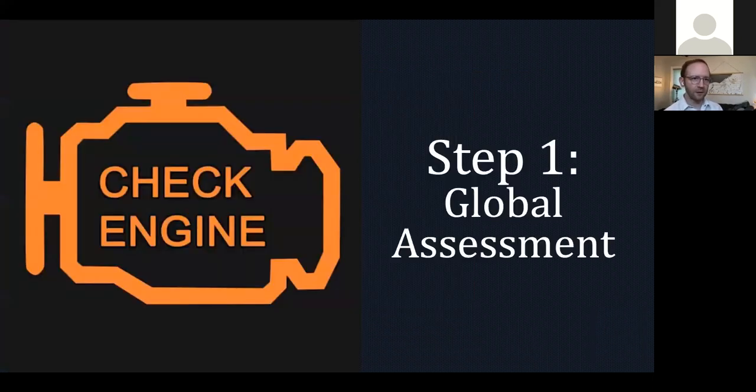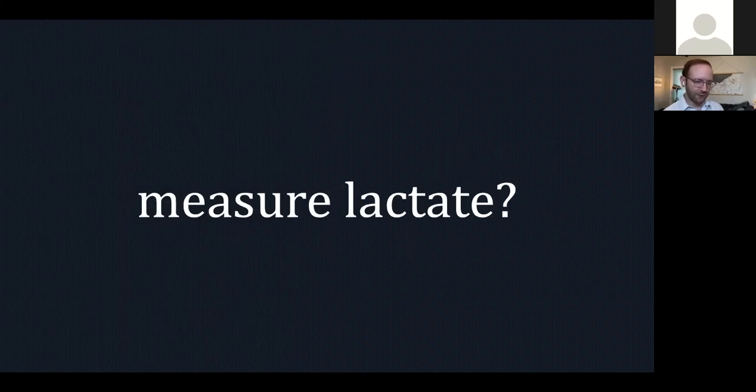The first thing we need to do when we're dealing with a shocked patient is do a global assessment. This is the check engine light. For most of you, that's measuring lactate. And I guess that's fine. I think there's a lot of reasons why this is a reasonable test. It's associated with worse outcomes with higher numbers. As a perfusion marker, it probably has a lot of limitations as far as having poor sensitivity and specificity.